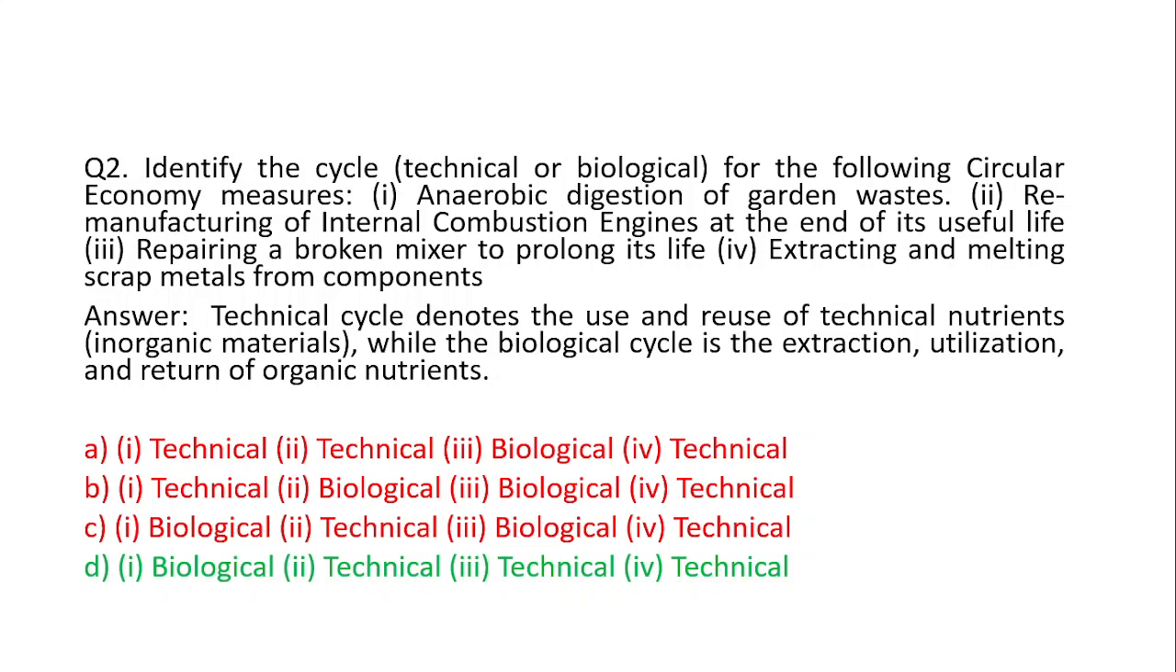The second was to identify the cycle. There are two cycles. The technical cycle denotes the use and reuse of technical nutrients, that is inorganic materials, like metals, paper, plastics, and so on. The biological cycle is the extraction, utilization, and return of organic nutrients, like biodegradable substances. The nutrients have to be used and then returned to the earth so that new plants or new ecosystems can thrive.